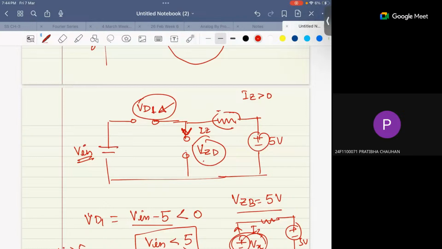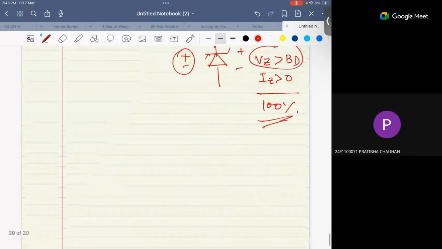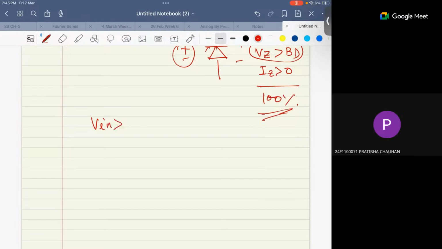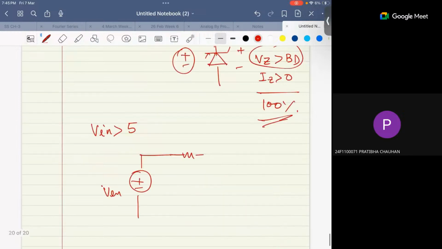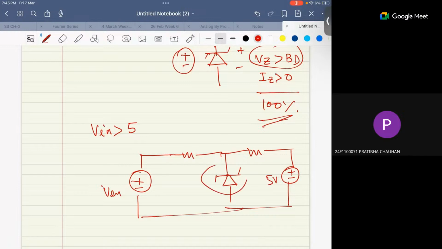Once it will, so let's for example, give V input more than 5 volt. This circuit will be what? This circuit will be V input with a short circuit, a resistance is there, and then you have a Zener diode. If the potential difference across this Zener diode crosses 5 volt, what will happen? This will start working in a reverse bias with a breakdown, right?